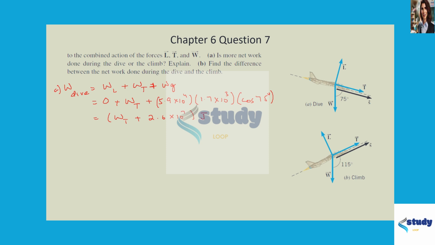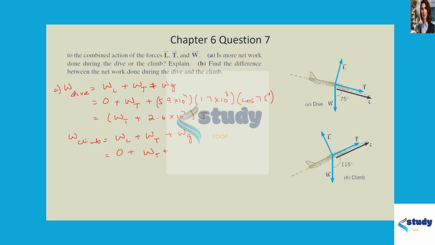Now let's calculate the work done during the climb, and again I have those three forces, so I would have the work done by the lift force, work done by the thrust, plus the work done by the force of gravity. Work done by lift is still 0. I still cannot find the work done by thrust, but it would be the same as during the dive because of the same magnitude of thrust and the same displacement as well.